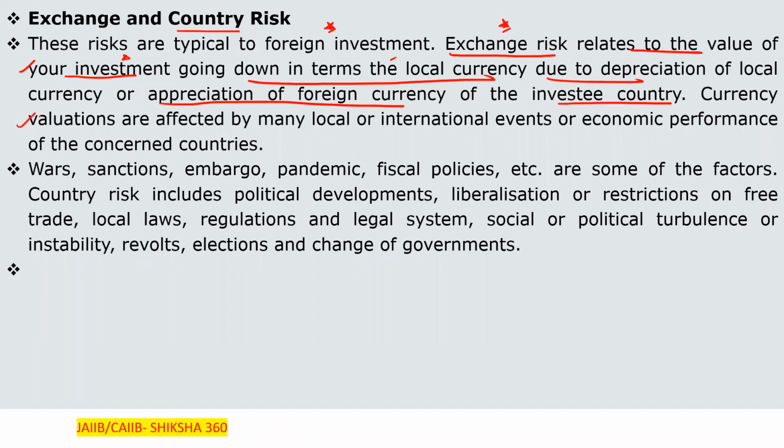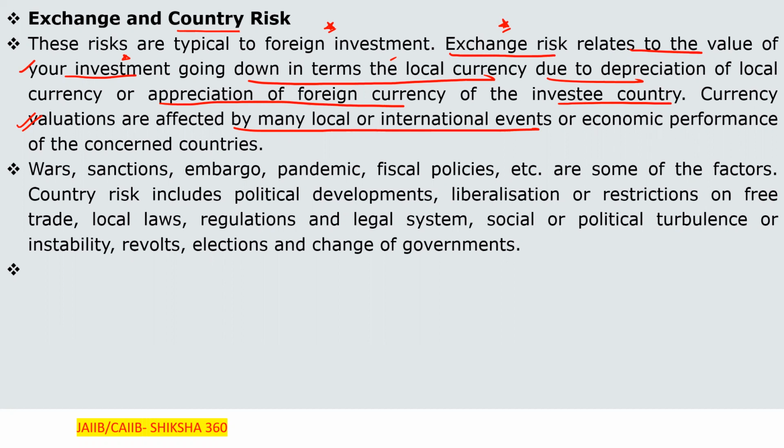Currency valuations are affected by many local or international events or the economic performance of the concerned countries. Sometimes things like wars, sanctions, embargo, pandemic, fiscal policies, etc. play an important role. These are some of the factors here. Clear regarding the currency fluctuation?